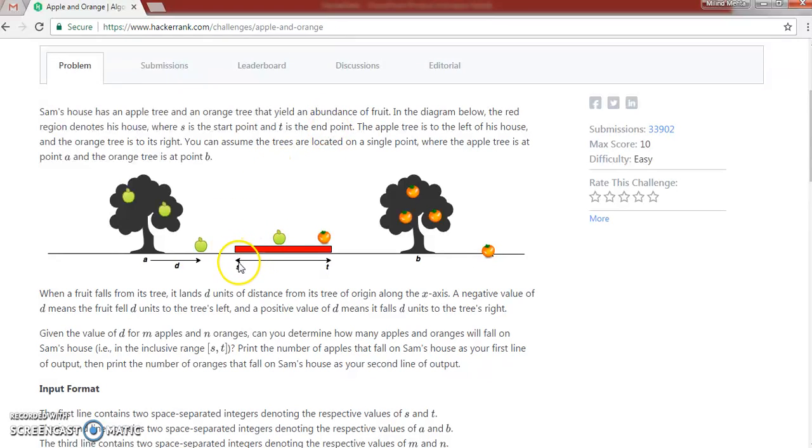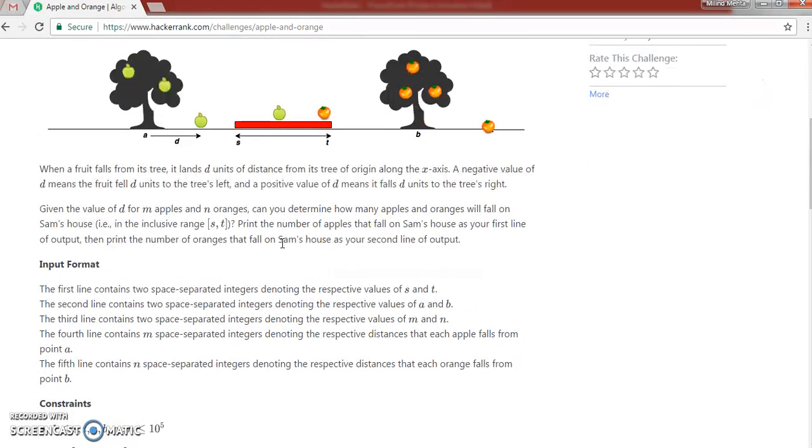This is Sam's house, and they have defined S and T, which are the starting point and the terminating point. Between these points is Sam's house. On the right-hand side there is an orange tree, and on the left-hand side there is an apple tree. When apples drop, the distance from the apple tree to where the apple lands is D. If the apple is on the positive side, D is positive, which means it is on the right side. If the apple is on the negative side, D will be negative.